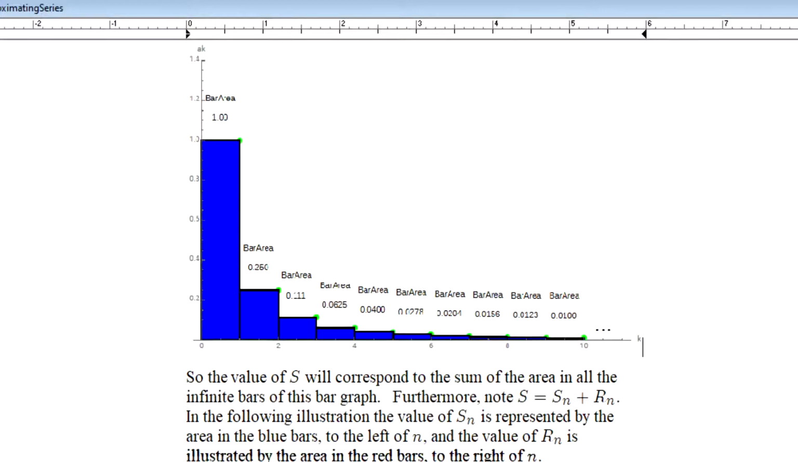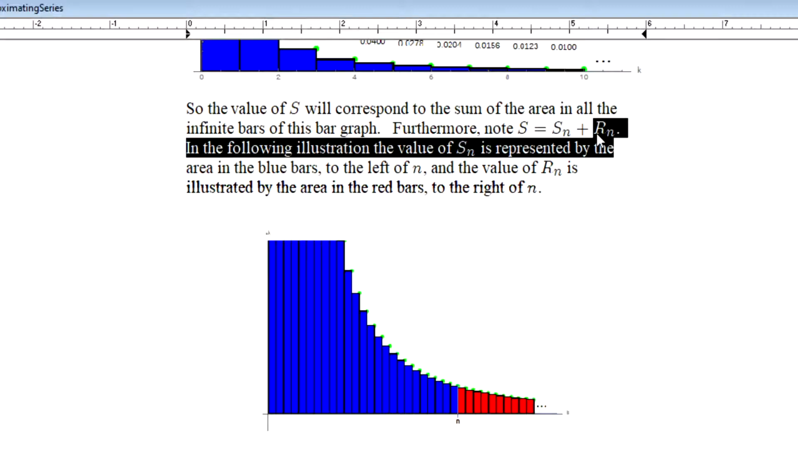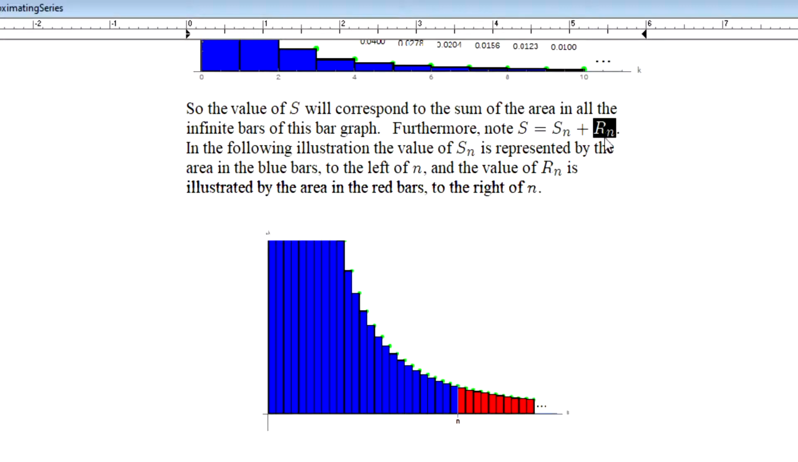Right? And then furthermore, what we can note is that the value of S will be equal to the sum of the area found in the first n bars plus the sum of the area in what would remain after the first n bars. The summation known here as the remainder's value. Right? In the following illustration, the value of S sub n is actually represented by the area found here in the blue bars.